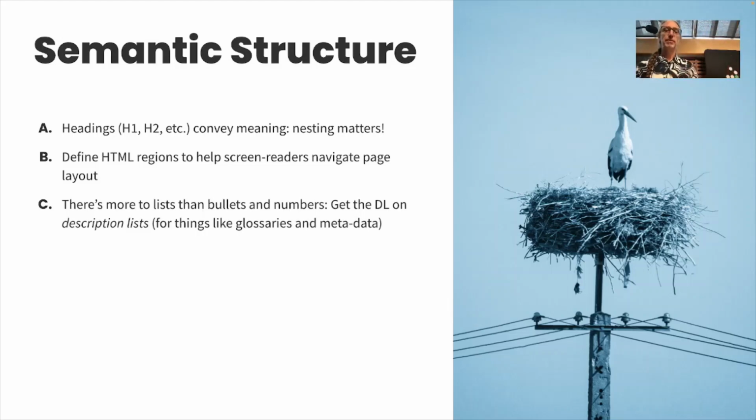the footer, for example. And finally, you're probably familiar with ordered and unordered lists, but did you know about description lists? These are generally underutilized, honestly, but they can be helpful for things like glossaries and metadata. But anecdotally, they don't really work well for FAQs. You're better off using a details element for that.